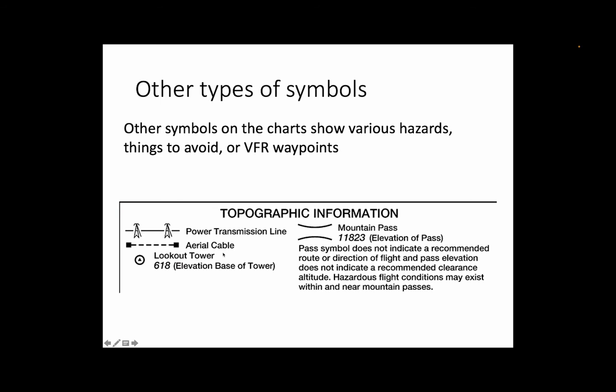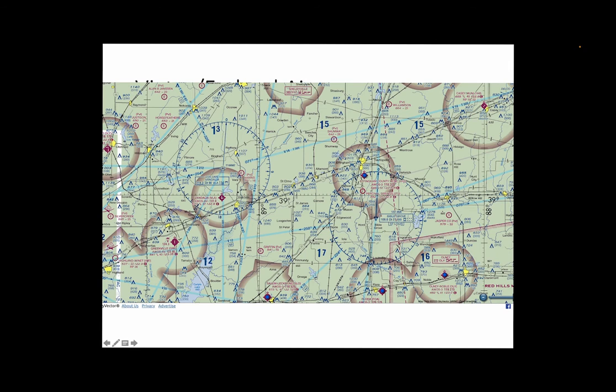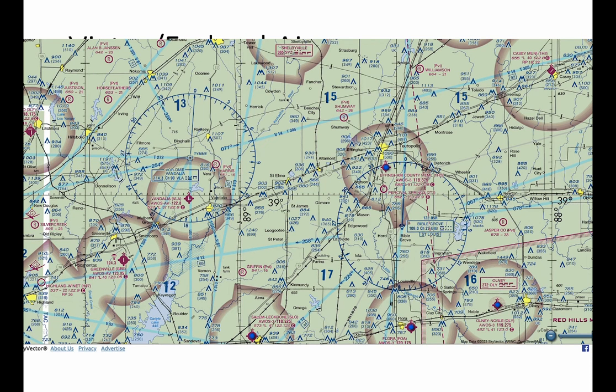And by the way, all of this information I'm telling you right now is available in the legend of the charts. So you can pull up a particular chart. You can do this in SkyVector. I'll show you how to do that later. And you can look at the legend, and this will have all that same information. We've got power transmission lines, aerial cables, lookout towers, mountain passes, and let's look at some examples. So let's look at this particular chart section, and I'm just going to go through here briefly and point out some things for you guys to be looking at.